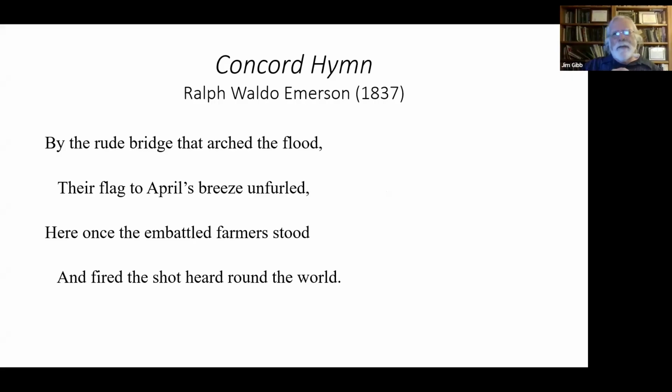This is the first one by Ralph Waldo Emerson, 1837. Not one of my favorite authors, tends to be a bit obscure. But it's a simple poem.